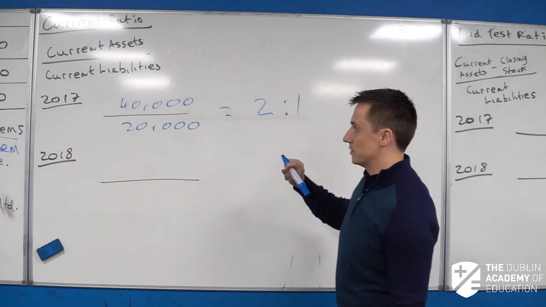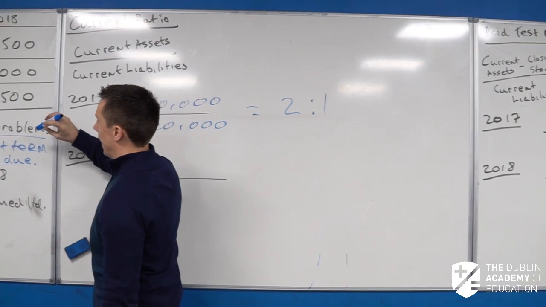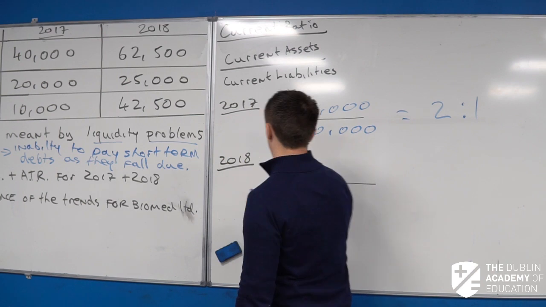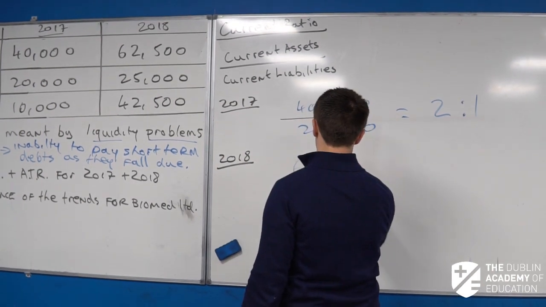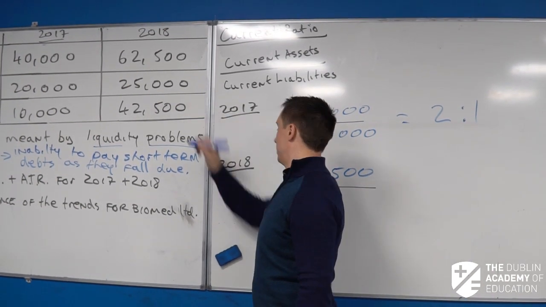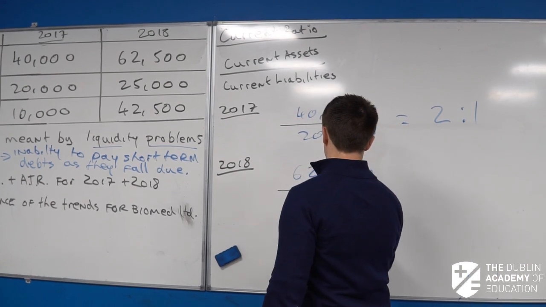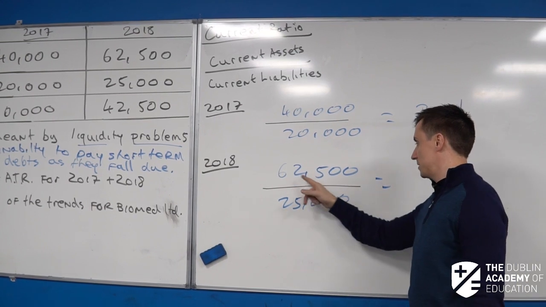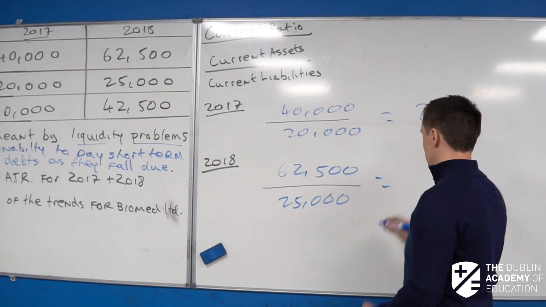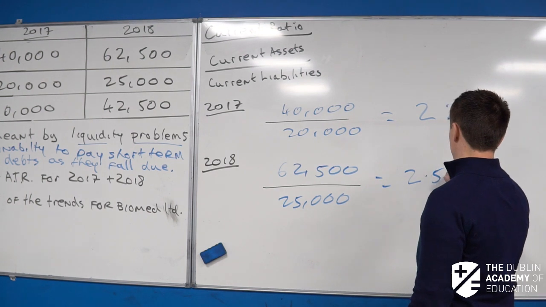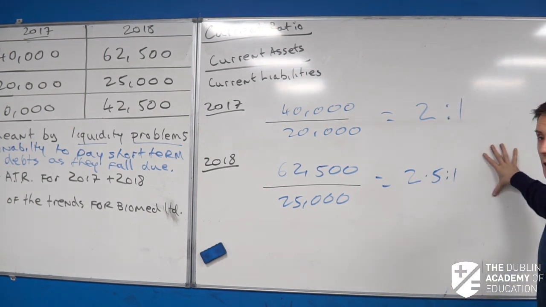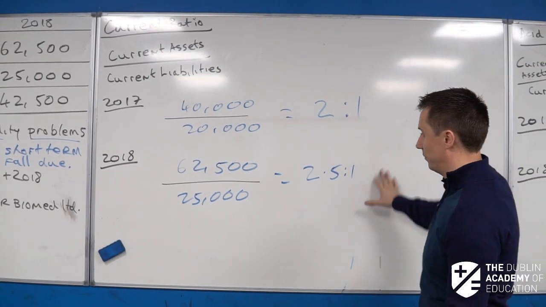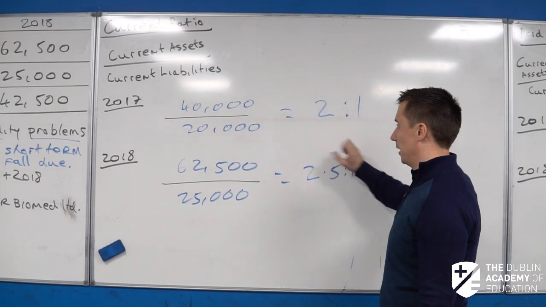If I look at it for 2018 up here, I can see that my current assets was 62,500, and my current liabilities was 25,000. Okay, so again, guys, using the calculator on the board, 62,500 divided by 25,000. The answer that pops up on my calculator is 2.5 to 1, and that's that done. It's fairly straightforward enough. So that's the first part of the question done.